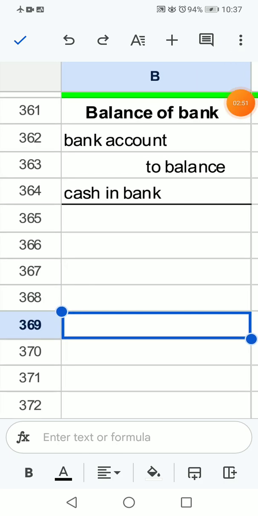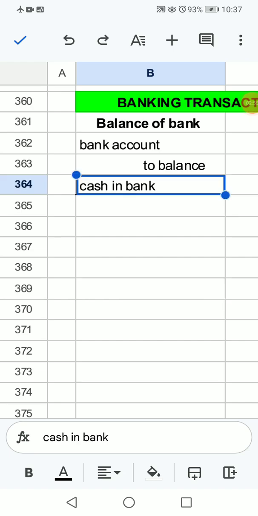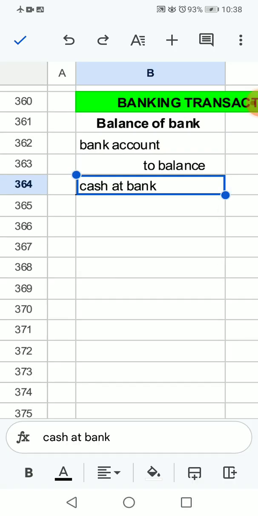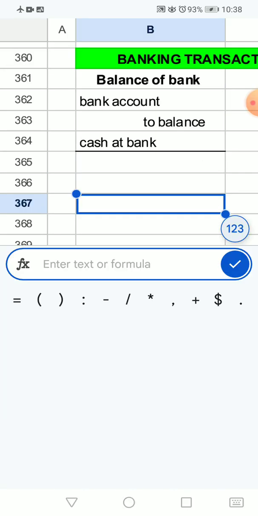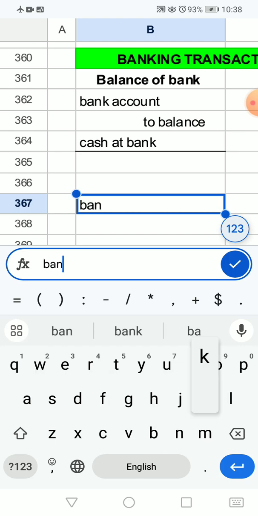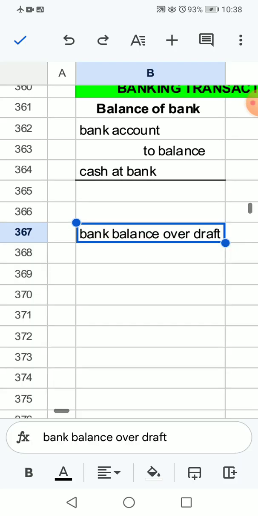All right, this is our first journal entry. When you have cash in bank account, better is to write cash at bank. This is your first transaction. And let's say if you have a bank balance, but that is overdraft. Overdraft balance at bank, this is your next entry.